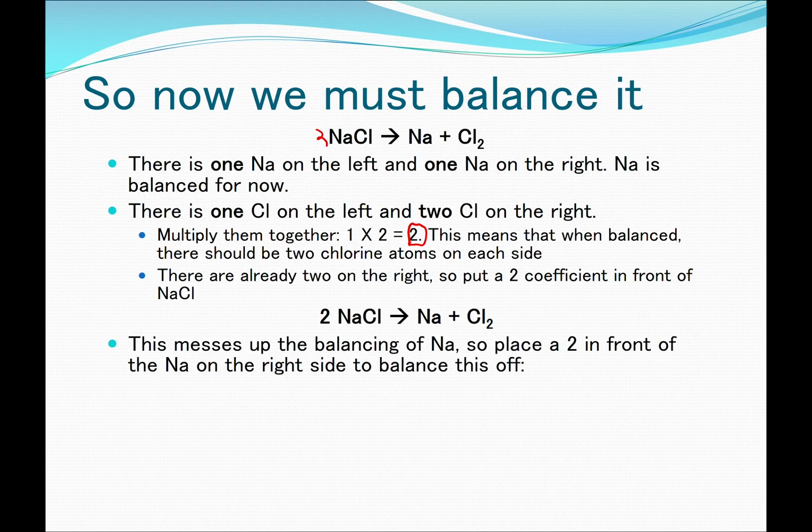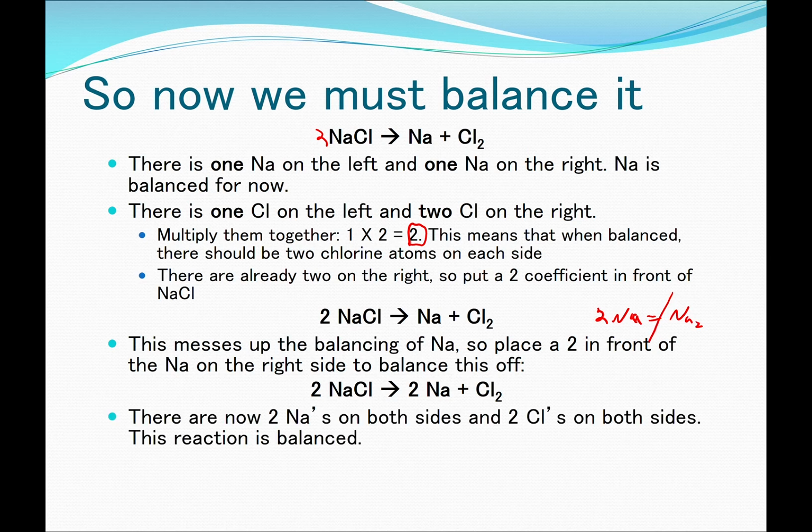Now that tells us we have 2 chlorines on each side, but now we have 2 sodiums on the left and 1 on the right. So that's going to throw out the balancing for sodium. You can see where the revision is going to be necessary. So now to adjust that, we put a 2 coefficient in front of the Na because 2Na is different than saying Na2. Those are not the same. If we go back and check, we have 2 sodiums and 2 chlorines on both sides. Now the reaction is balanced.